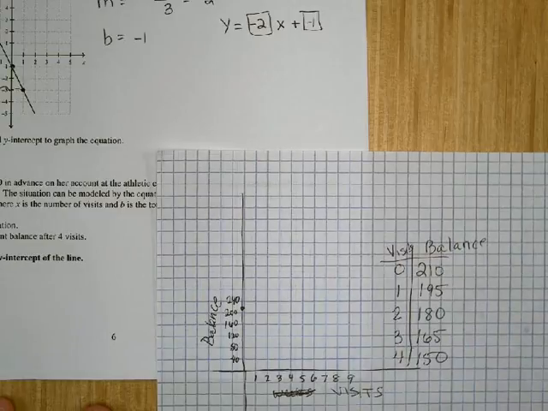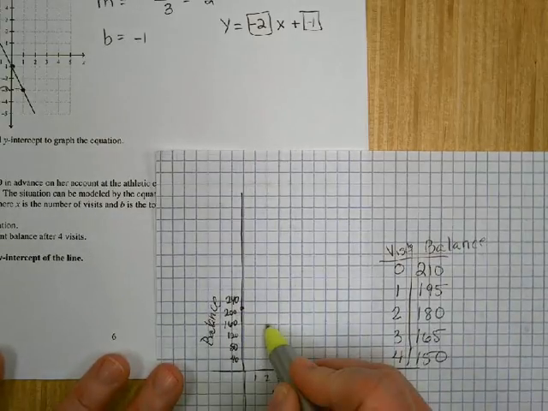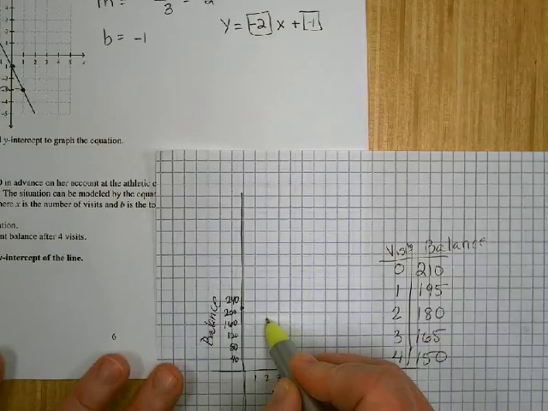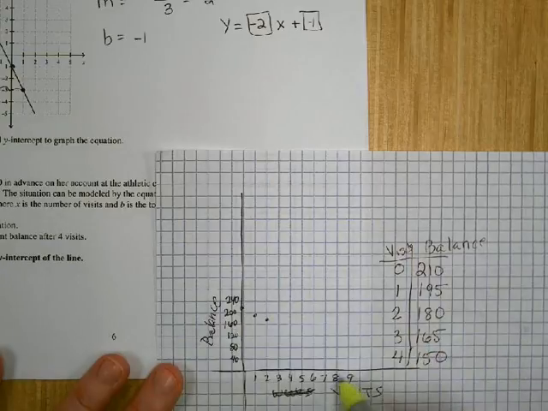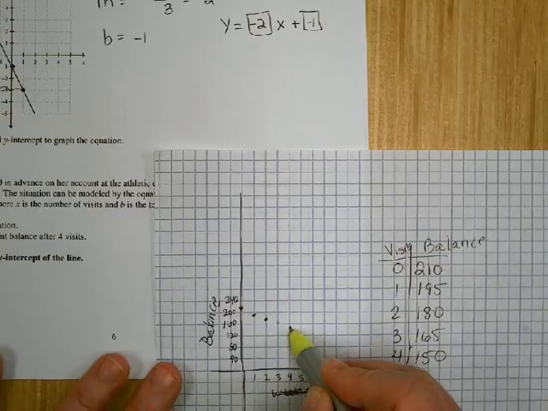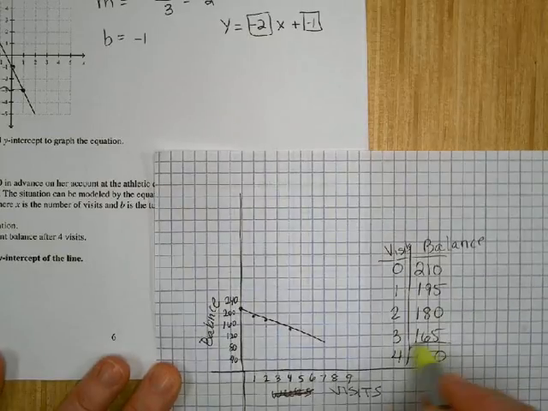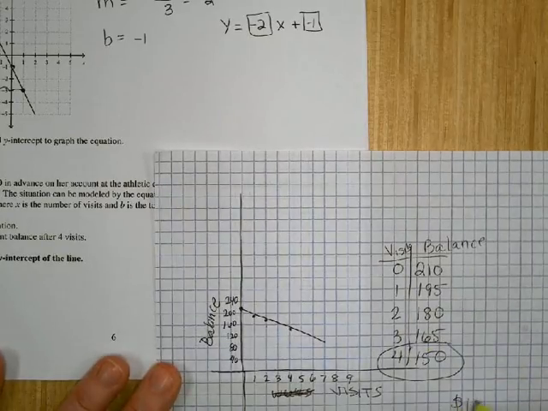Let's plot these on our graph. We know exactly where 2 and 180 would be right there. 1 and 195 is going to be about right here. 3 and 165. 4 and 150. There's my graph. This is the answer to my question, $150.